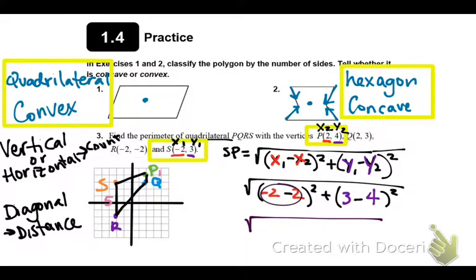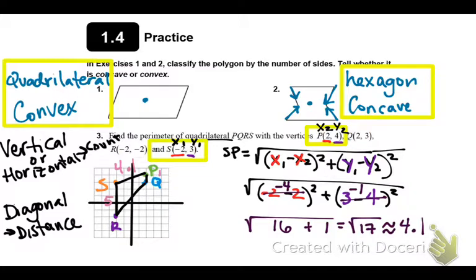All right, -2 minus 2 is -4. That's what happens when you take a week off school. I'm just saying. What is -4 squared? +16. +16, good. 3 minus 4? Negative 1 squared is 1. 16 plus 1 is? So the square root of 17, 4.1. Do I circle that answer? That is not the perimeter. So you just found this piece from S to P. This is why we don't love this problem.